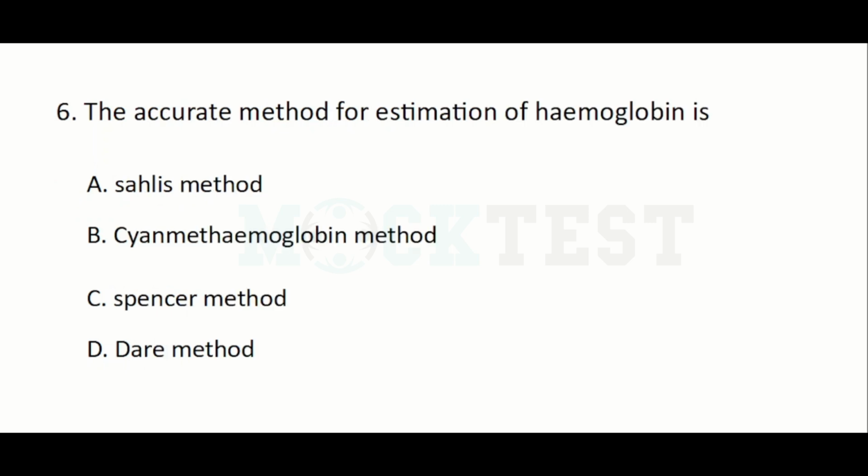The accurate method for estimation of hemoglobin is option A Sahli's method, option B Cyanmethemoglobin method, option C Spencer method, option D Dare method. The accurate method for estimation of hemoglobin is Cyanmethemoglobin method.